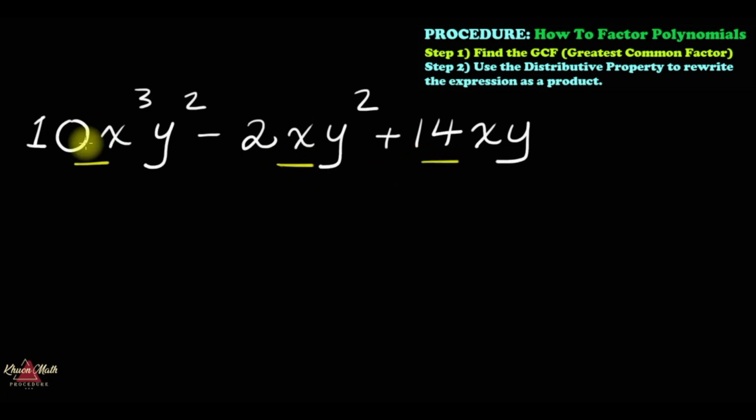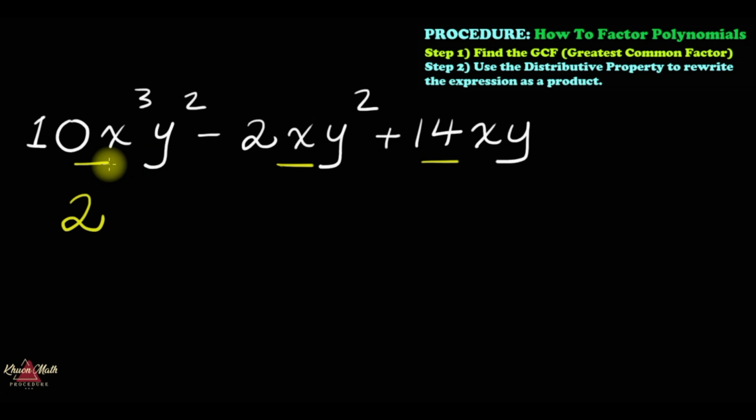Now for these numbers right here, you got 10, 2, 14. What would be the biggest number that can go into 10, 2, and 14? Well, think about that for a minute. It's an easy one. What do you think? Well, that would be 2, because if you go higher than 2, then you would not be able to work with the 2. So 2 is your greatest common factor for 10, 2, and 14.